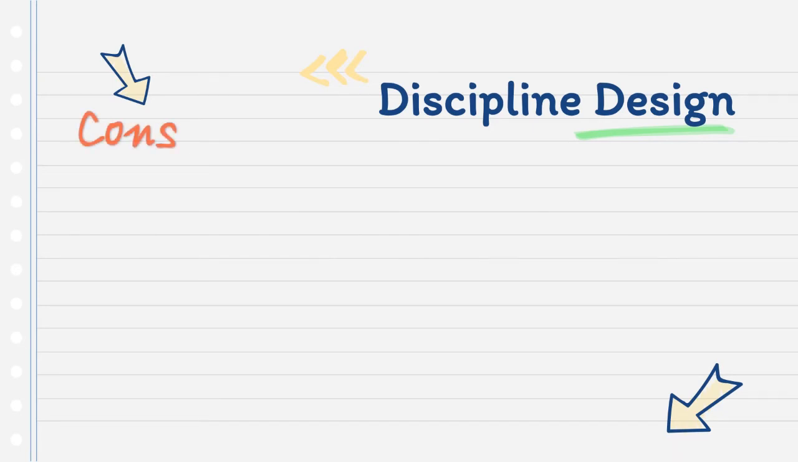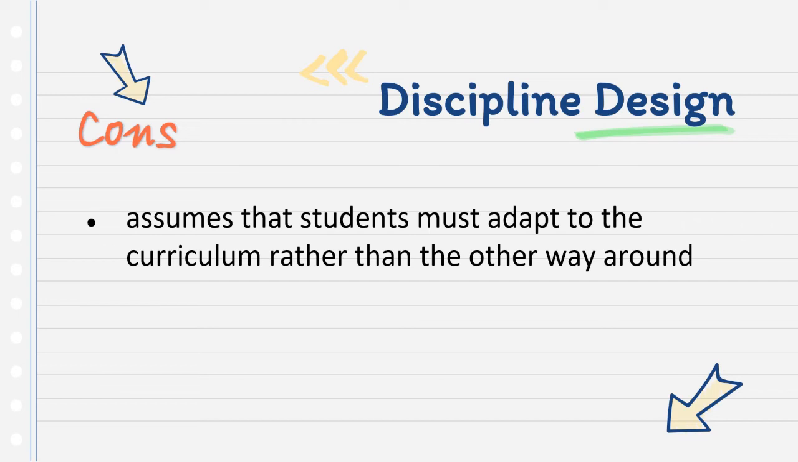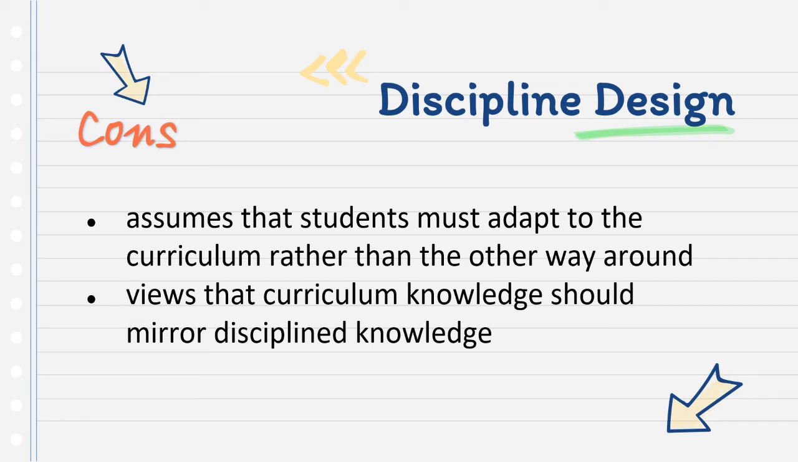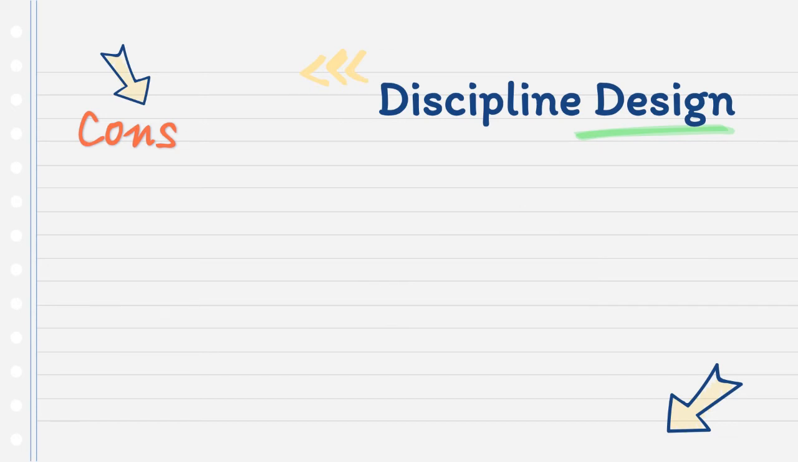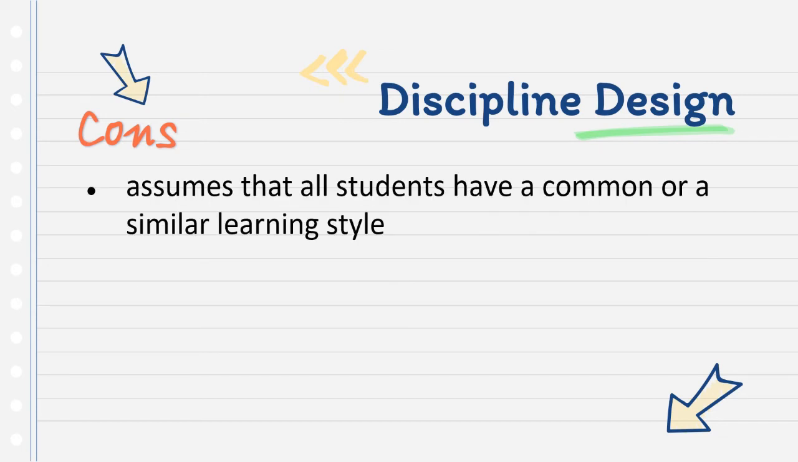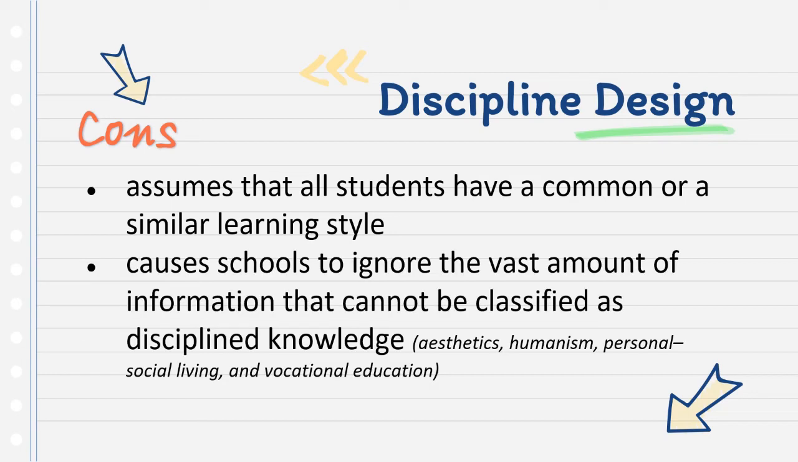Here are the disadvantages of a discipline design. Number one, it assumes that students must adapt to the curriculum rather than the other way around, and views that curriculum knowledge should mirror disciplined knowledge. Also, it assumes that all students have a common or similar learning style, and it causes school to ignore the vast amount of information that cannot be classified as disciplined knowledge, such as aesthetics, humanism, personal, social living, and vocational education.